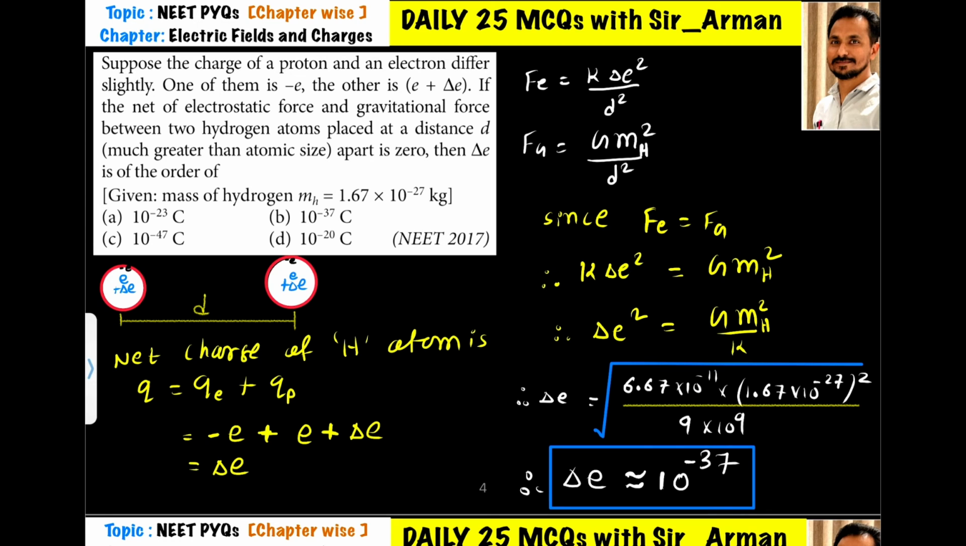Now here the students make a mistake. Don't calculate this; just check the powers. Here we have the square root of 10 raised to minus 11, and 10 raised to minus 27 squared, that is minus 27 into 2, which is 10 raised to minus 54. Here it is 10 raised to minus 9. If you add these, you get the square root of 10 raised to minus 74, and the square root of 10 raised to minus 74 is 10 raised to minus 37. So your nearest answer is B.